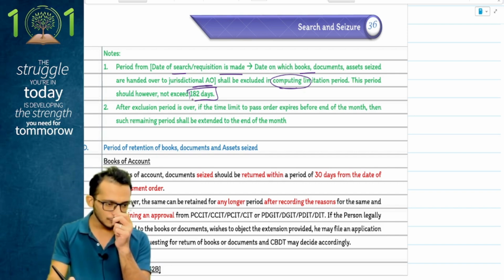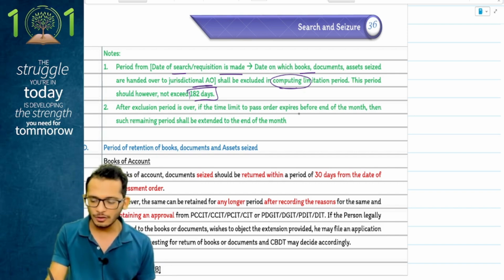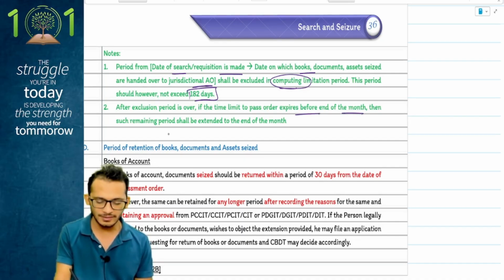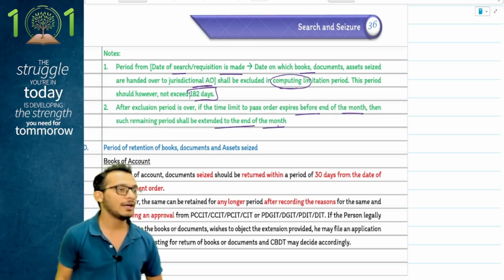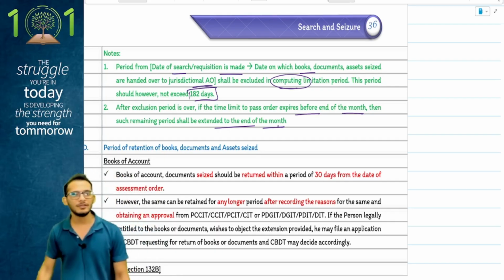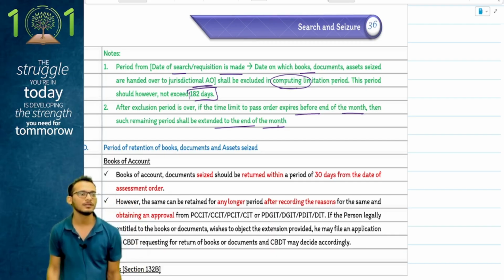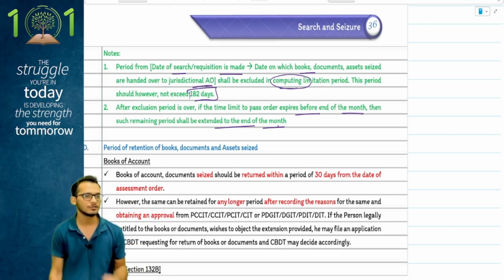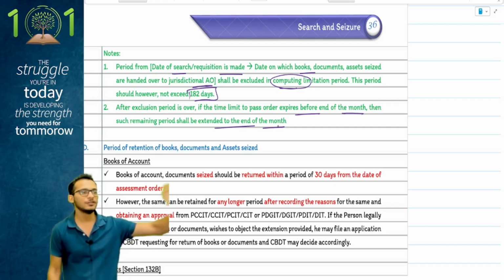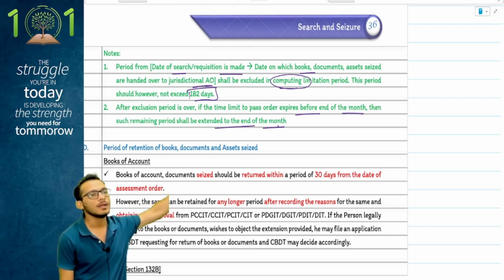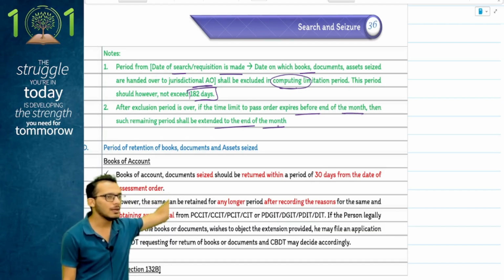Second, after the exclusion period is over, if the time limit to pass the order expires before the end of the month, then such remaining period will be extended to the end of the month. So if the expiry is happening and I am not able to complete my assessment and there is time till the end of the month, then I will get time till 30th or 31st of the month. Yes or no? Yes. This is your new block assessment procedure.